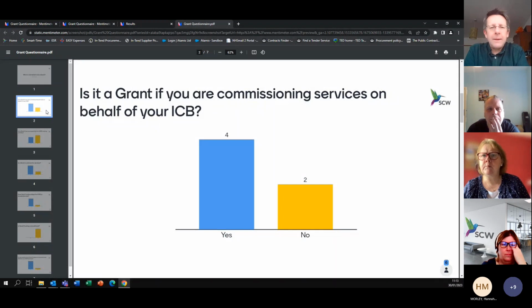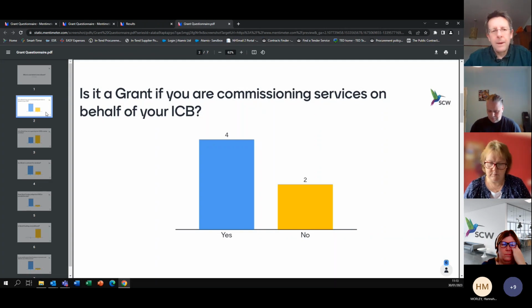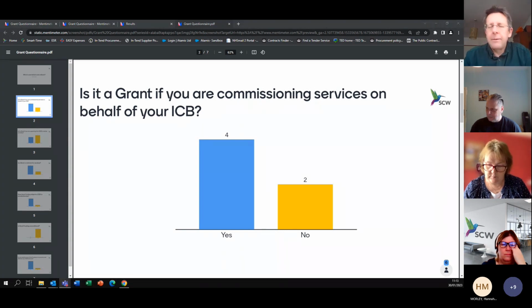Lovely. So is a grant if you're commissioning services on behalf of your ICB? The answer to that is no. It is not a grant if you're commissioning services. If you're commissioning services, then you're asking for a specific need, for a specific set of performance and outcomes, and that falls under the commissioning responsibility and ultimately the procurement responsibilities. Next one, please, Hannah.